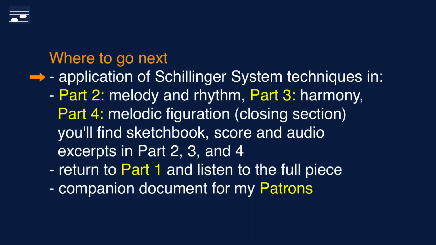You'll find the details about sketching with the Schillinger System in parts 2 to 4 from this series. You'll see how to create musical elements from the source material and use these as melody with rhythm, and how to derive various forms of harmony. The overlap between these domains is presented in part 4, with a focus on the closing section that uses melodic figuration. Return to this episode for the overview and full-length example piece.